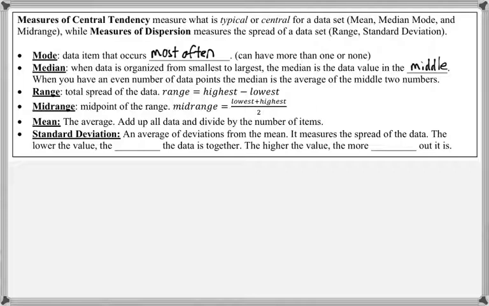Lastly is standard deviation, which is an average of deviations from the mean. And what it does is measures the spread of the data. So the lower the value, the closer the data is together. The higher the value, the more spread out it is.